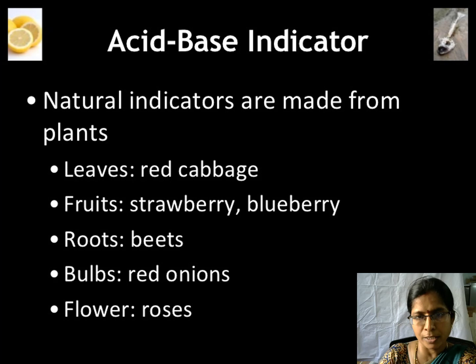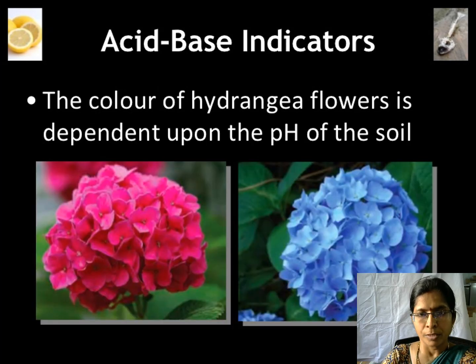These acid-base indicators can be of two types, that is natural and artificial. The natural indicators are made from plants, with the leaves of red cabbage, fruits like strawberry, blueberry, roots of beetroot, bulbs of red onions and flowers like roses, which is very well known. It is also prepared with certain flowers like petunia and hydrangea flowers.